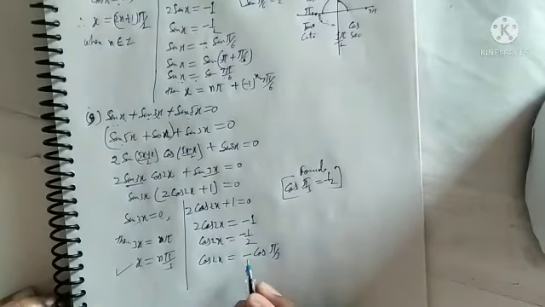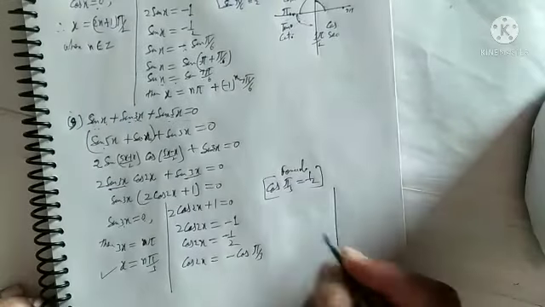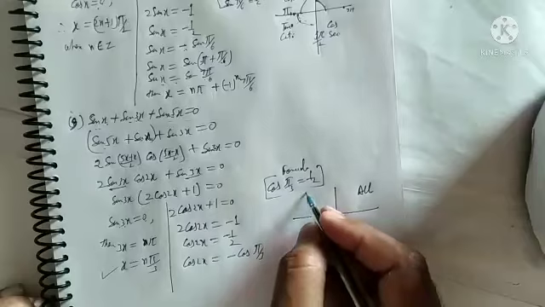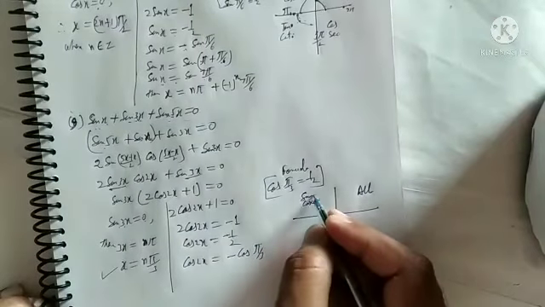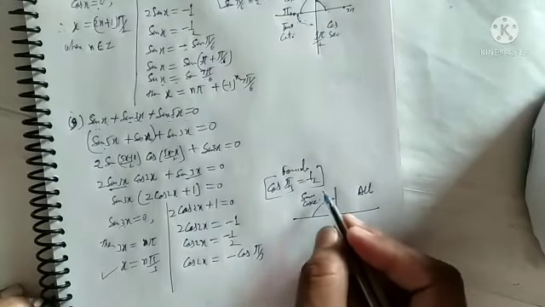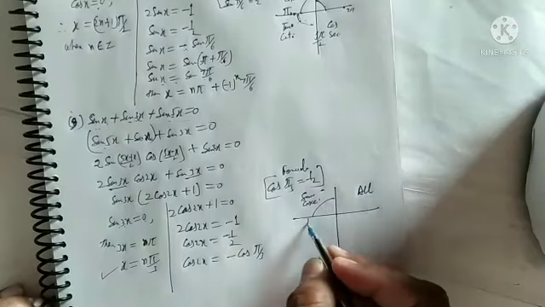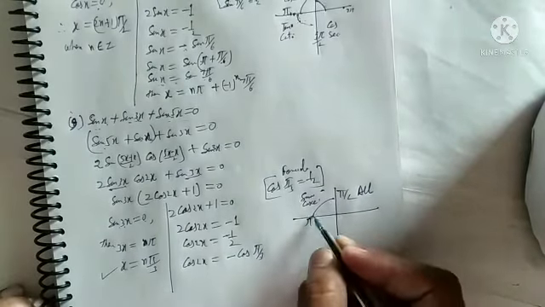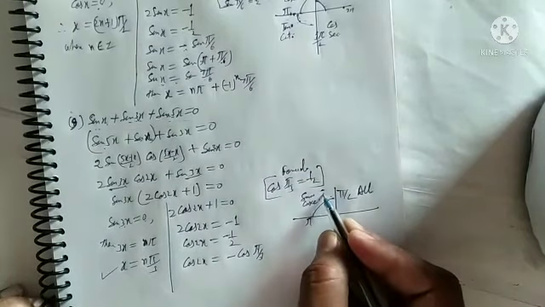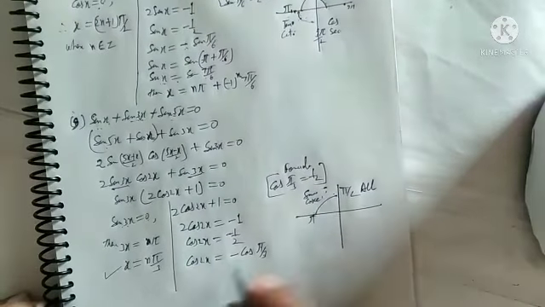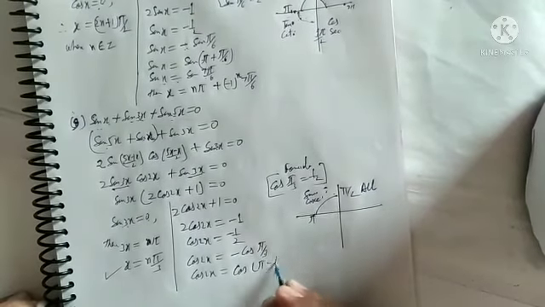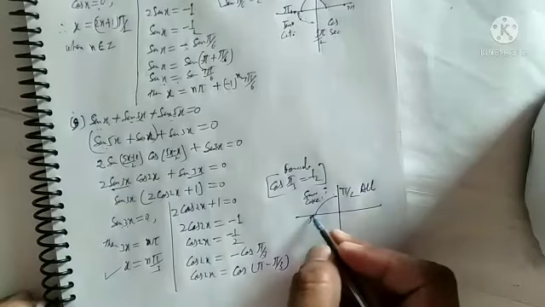But now this is negative. So how to remove the negative sign? Again, see the concept of quadrants. In the first quadrant all trigonometric ratios are positive. In the second, sine and cosec. So in the second quadrant cos is negative. This is pi, and this is pi upon 2. It means pi upon 3 is less than pi, because it is coming in the second quadrant and it has not completed pi. So that's why we can directly write cos 2x is equal to cos of (pi minus pi upon 3), because it has not completed pi.